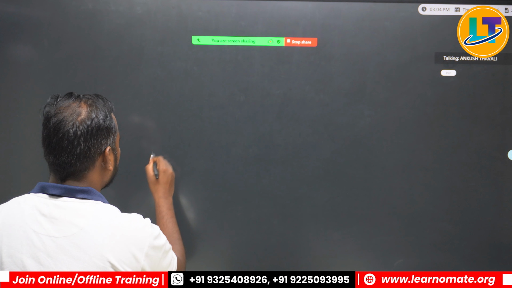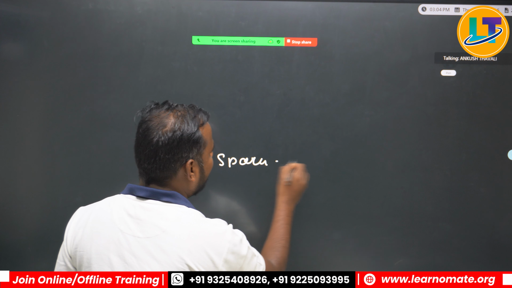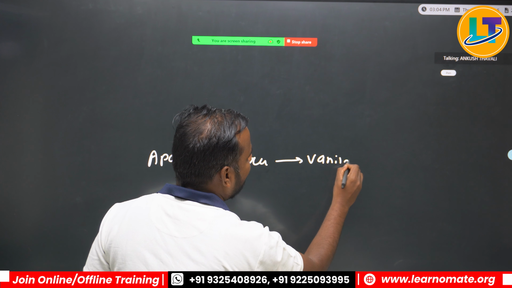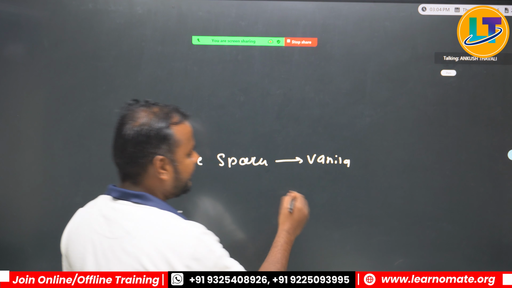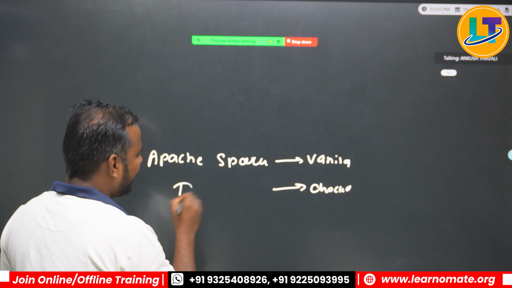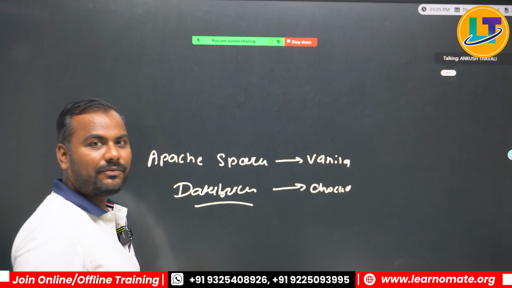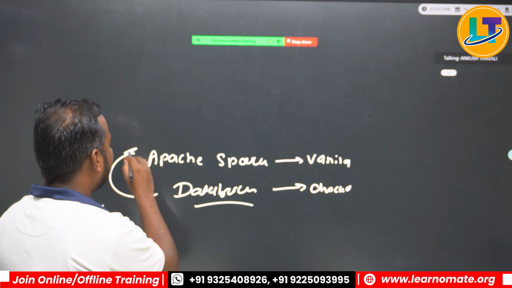So when I say Apache Spark, this is like my vanilla flavor. And just now I have added some flavor, like let's say I'm making it chocolate. And this is something we call Databricks. So what Databricks is saying is that we are 10 times faster than Apache Spark.